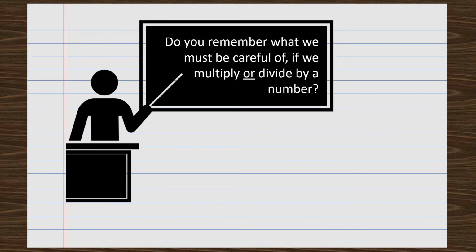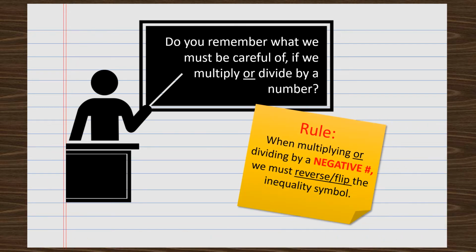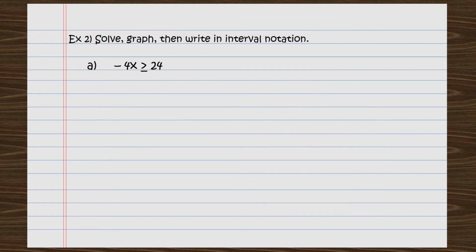Now, do you remember what we must be careful of if we multiply or divide by a number? Again, this is in regards to inequalities. The rule states when multiplying or dividing by a negative number in inequalities, we must reverse or flip the inequality symbol. Make note of that. Alright, so again, we are on a mission to solve for x, so we do need to do what? We need to divide by -4.